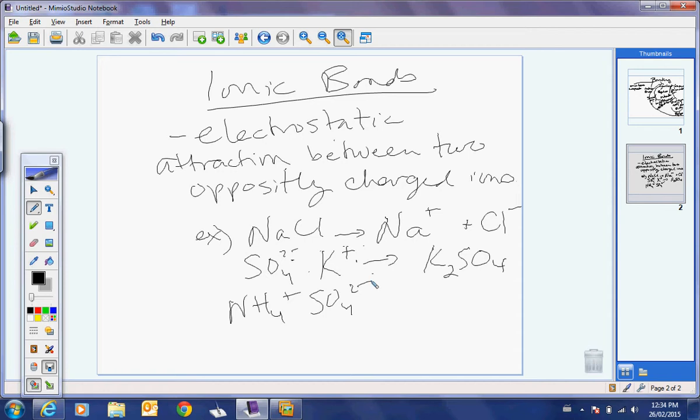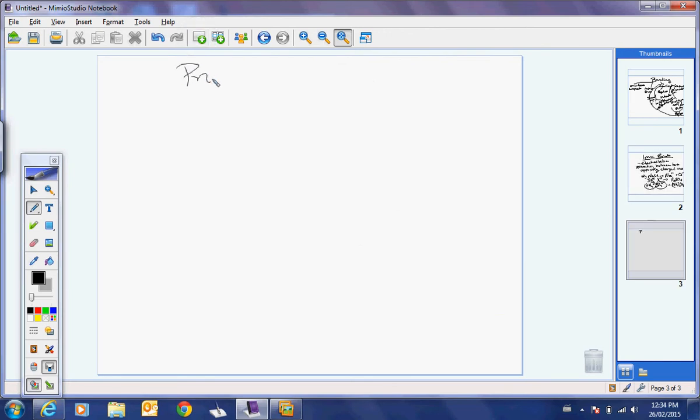Okay, and then something like NH4 plus and the SO4 2 minus, 2 polyatomic ions, all of which are nonmetals, but yet there's still an electrostatic attraction between 2 oppositely charged ions, so put them together and you get (NH4)2SO4, an ionic compound. Okay? Everybody hear that? Okay, so properties.